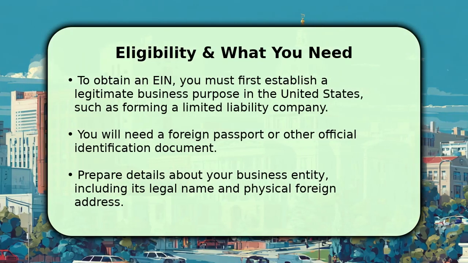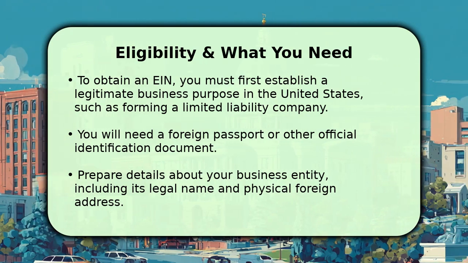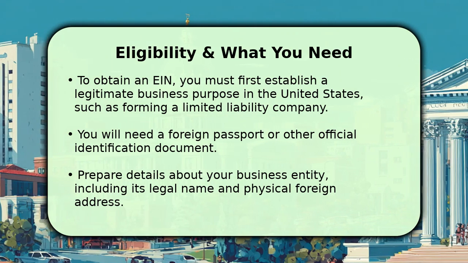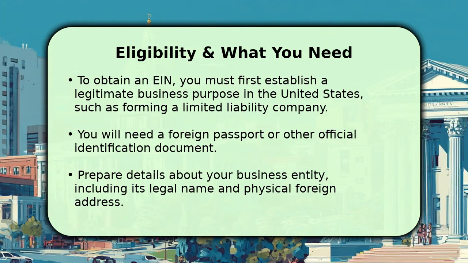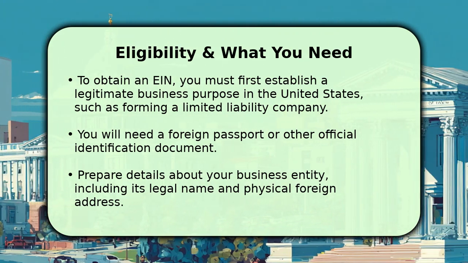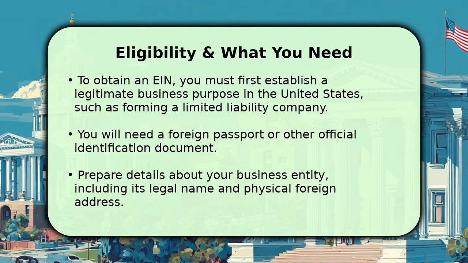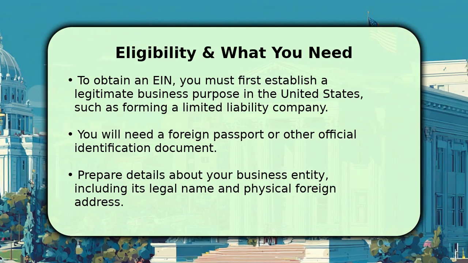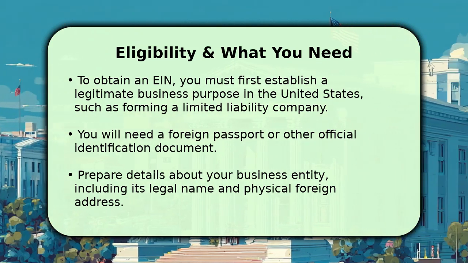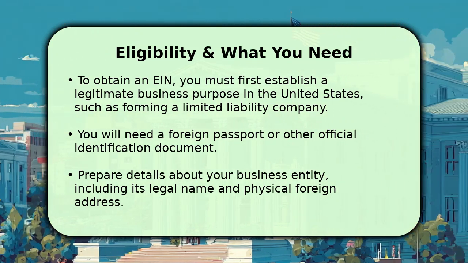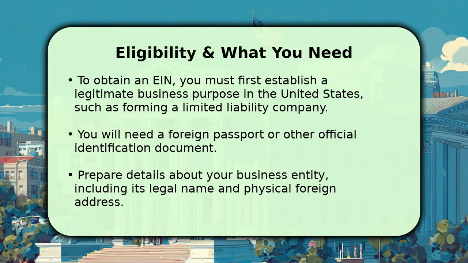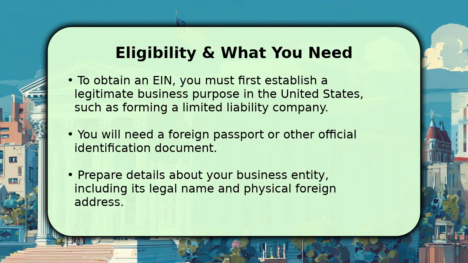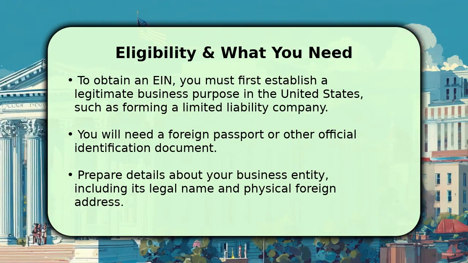Before you begin the application, it is important to confirm your eligibility and gather all required information. You will need a valid foreign passport and a clear understanding of your business's structure and purpose. This includes knowing your entity's legal name and its mailing address outside of the United States. While a United States Social Security number is not necessary, having all these details ready streamlines the entire process significantly. Being prepared will help you avoid common delays.